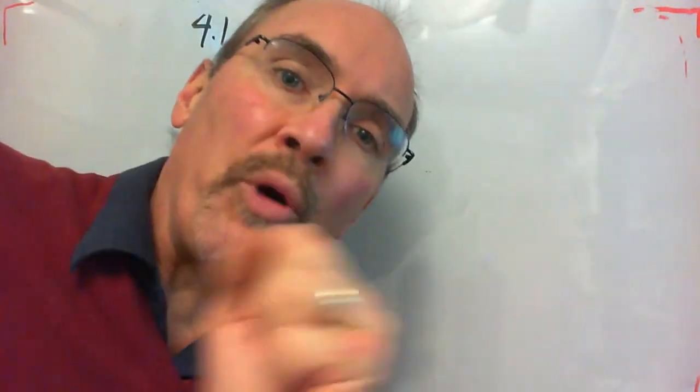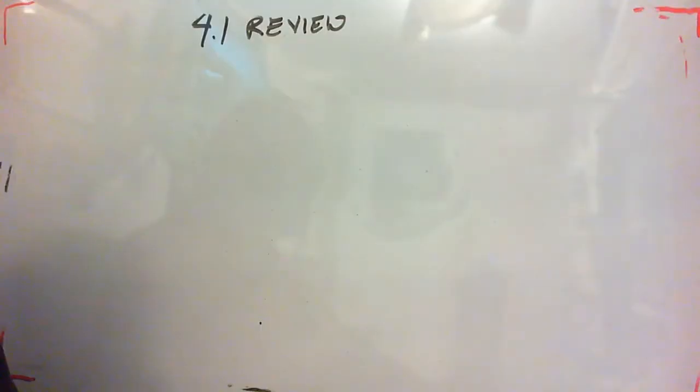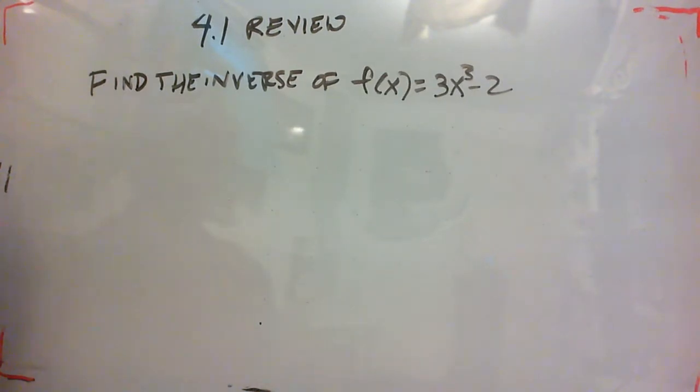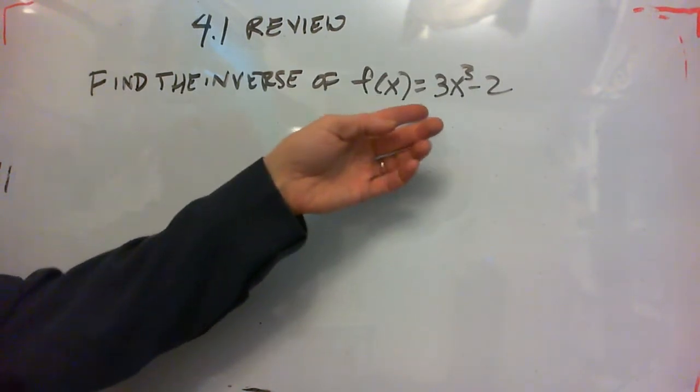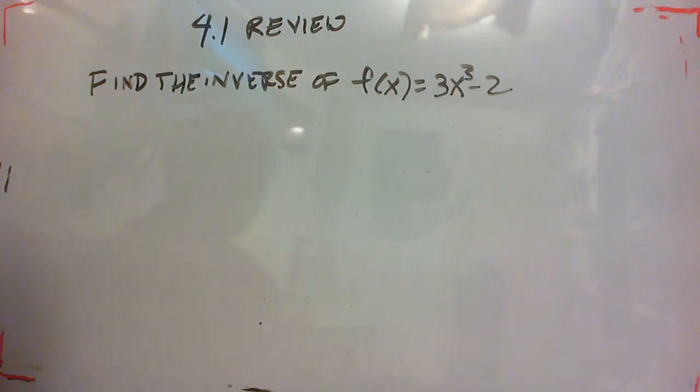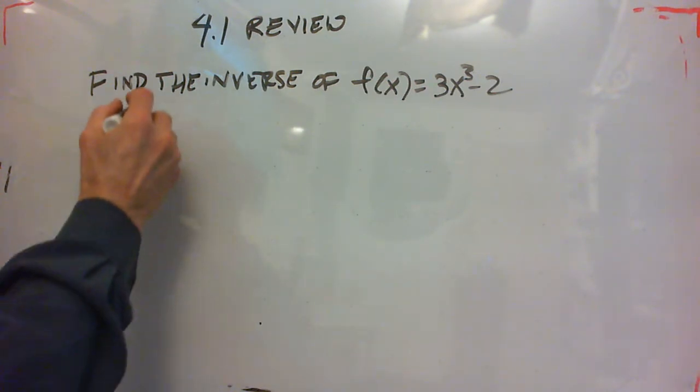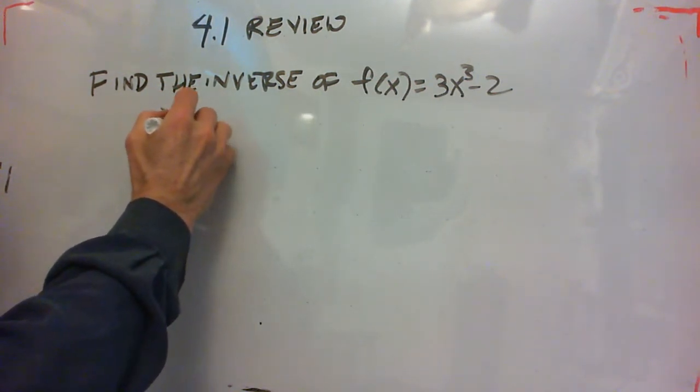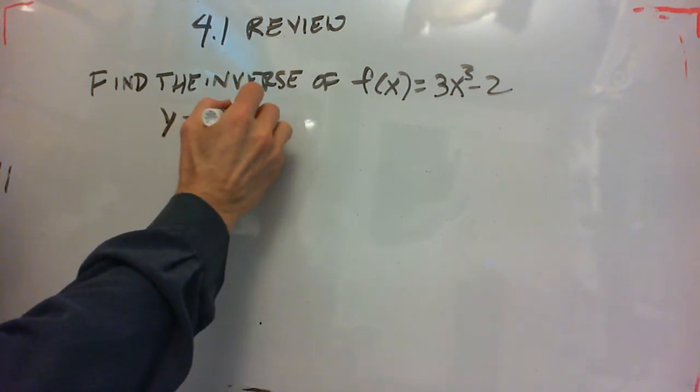Okay, we're going to do 4.1 review. First problem, find the inverse of f of x equals 3x cubed minus 2. Our first step is to write this as y equals 3x cubed minus 2.